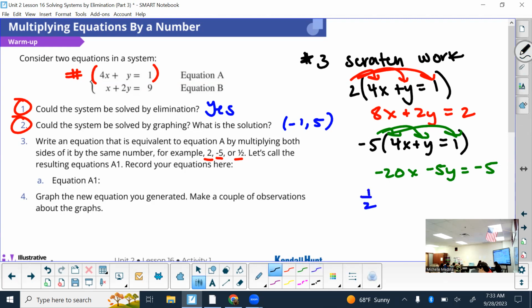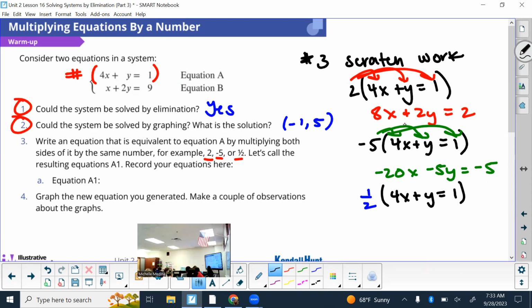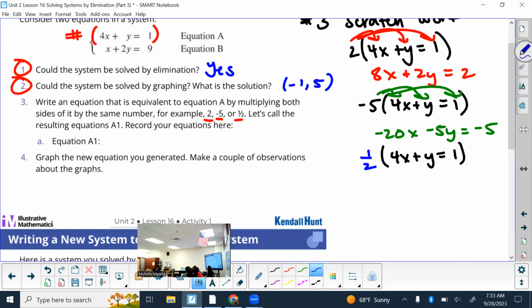On your tests, I'm telling you right now, you will have to distribute a fraction. That shouldn't be a question that you skip. Like, you can use Desmos to multiply fractions if you don't like it. Multiplying by 1/2 is usually pretty easy though, because what's half of 4? 2. So like 1/2 times 4x is 2x. Good.